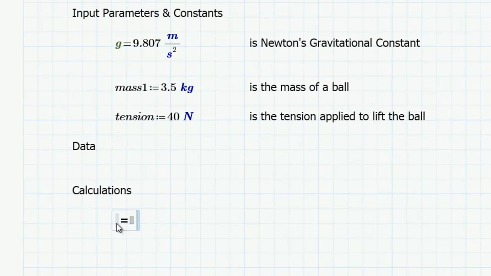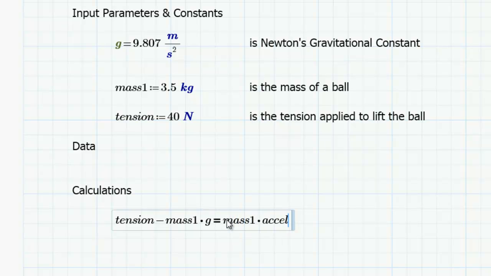And what we're going to do in this case, the situation is such that the tension minus the effect of gravity, so mass 1 times g, is going to be equivalent or the same as mass 1 times the acceleration of the ball moving upward. Now I have this equation, and when I look at it, it's easy to see that if I'm trying to find acceleration, acceleration must be equal to the left side of the equation divided by mass 1.